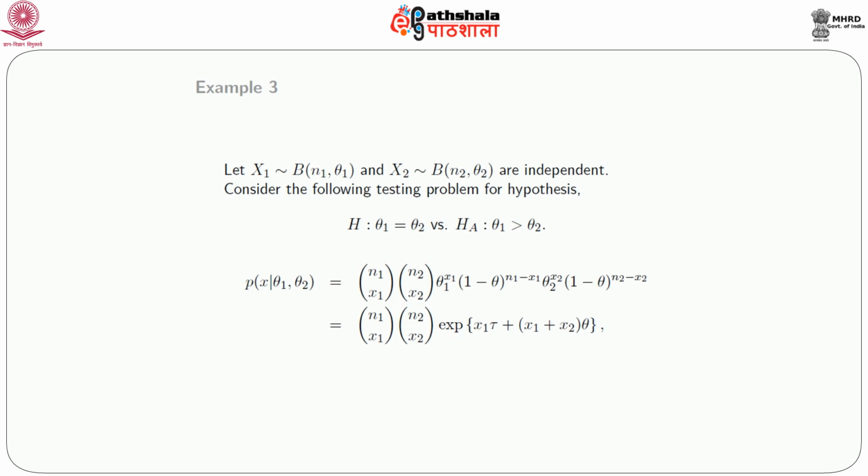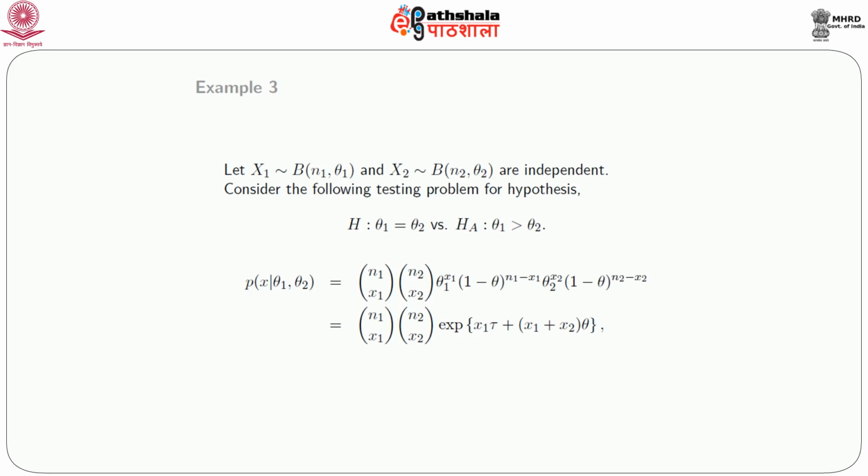Now the joint PMF of x1 and x2 is given by (n1 choose x1) into (n2 choose x2) theta 1 to the power x1 into (1 minus theta 1) to the power n1 minus x1 into theta 2 to the power x2 into (1 minus theta 2) to the power n2 minus x2. Under the null hypothesis, if we take both theta 1 and theta 2 equal to theta, this is of the form in the exponential family: (n1 choose x1)(n2 choose x2) exponential of x1 into tau plus (x1 plus x2) theta.